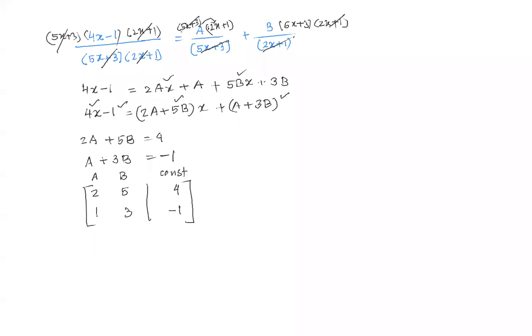Now this one is kind of easy. I'm going to switch row 1 and row 2. That's going to give me a 1 here, right? So it's going to be 1, 3, -1, 2, 5, and 4. Easy. I just had to switch 2 rows. I'm done.